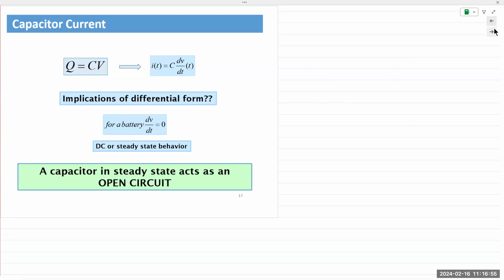So what it means is, if you apply a DC voltage to a capacitor, DC meaning it has a constant value with respect to time, at some point, the capacitor will reach full charge. If you apply 5 volts, the capacitor will reach 5 volts. And then at that point, current stops flowing. So we say the capacitor acts or behaves like an open circuit. There is no more charge flowing through. There's no more charge accumulating. And so current goes to 0. Capacitor acts as an open circuit.